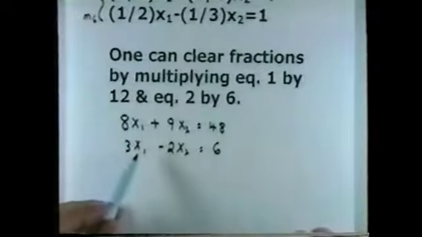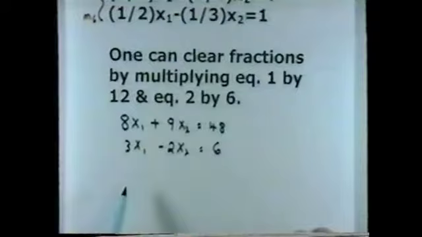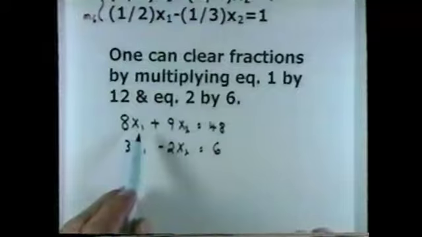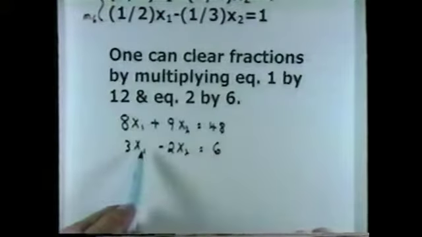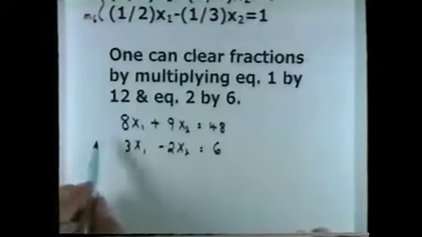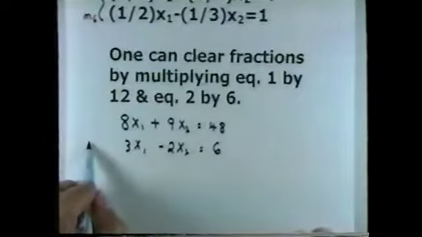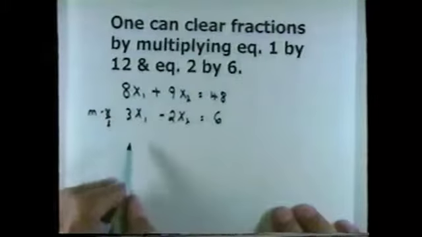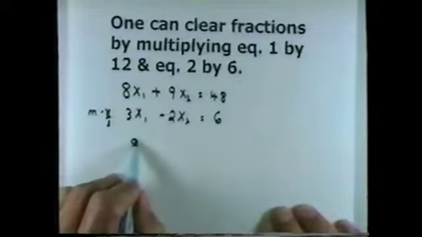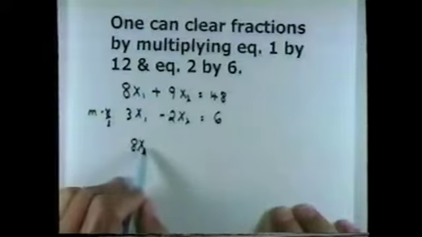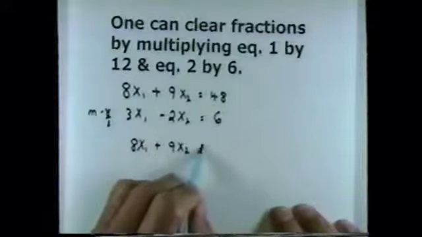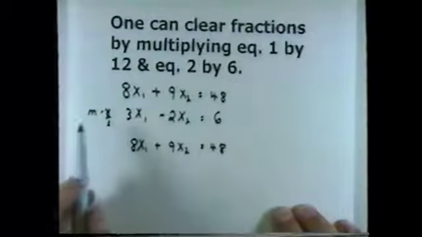Now we have to decide which of the two variables to eliminate. Well, I can multiply equation 2 by a negative 8/3 and add to row 1 to eliminate the x1s. So let's multiply equation 2 by a negative 8/3. So I have 8x1 plus 9x2 is equal to 48.